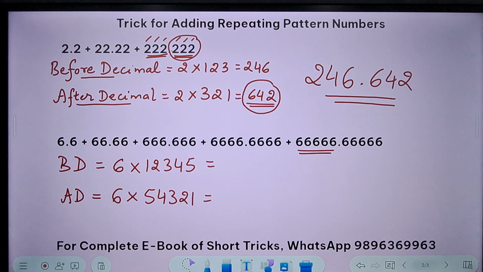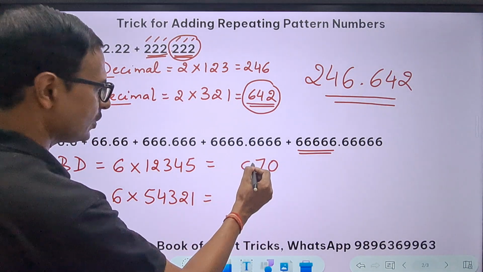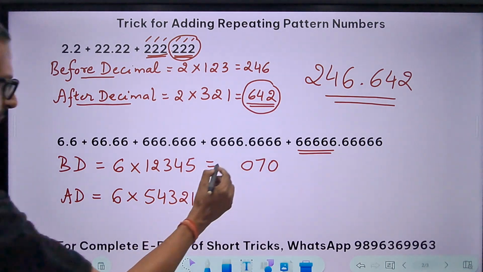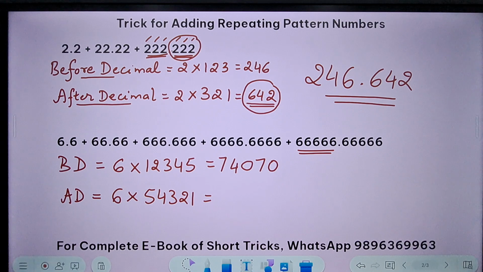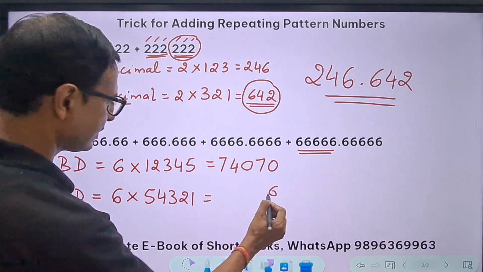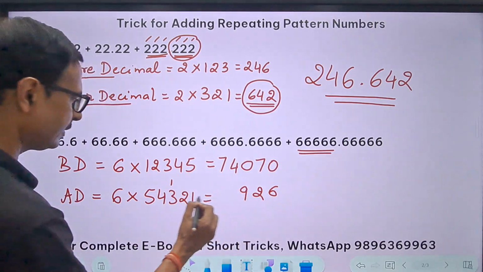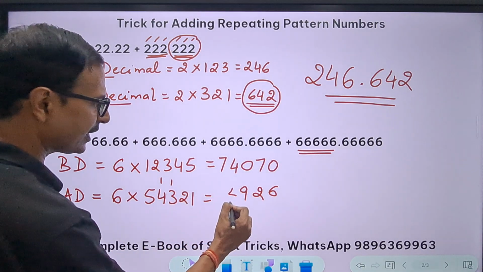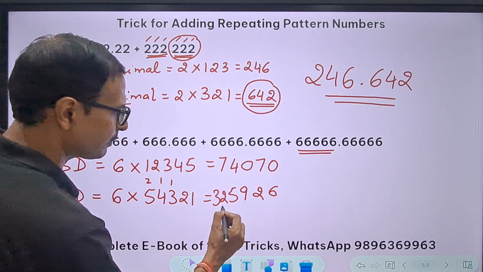So if I multiply 6 by 1, 2, 3, 4, 5, I'll have 0, 7, 0, and then we have 4 and 7. This is the product of 6 and 1, 2, 3, 4, 5. And likewise if I multiply this will be 6, 12 means 2, 19 means 9, 25 means 5, and 32. Now here is the problem.